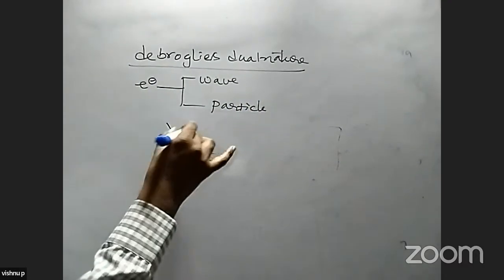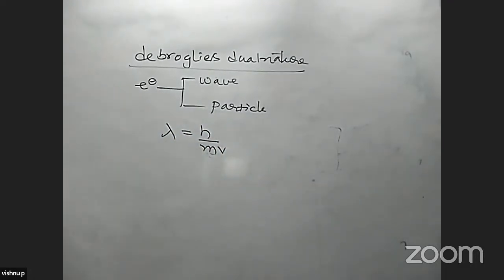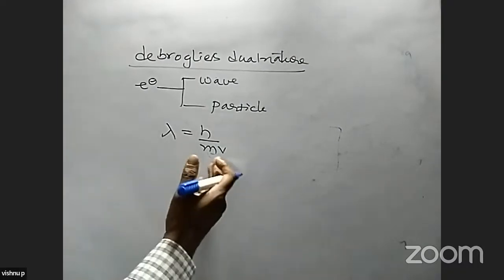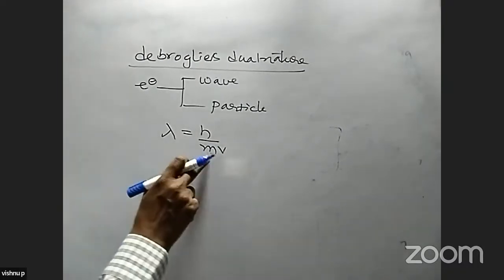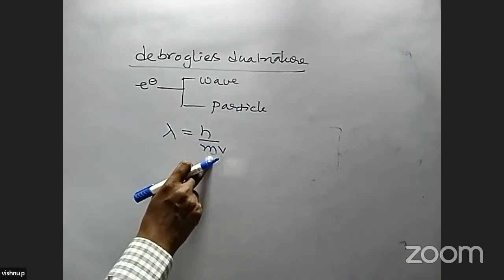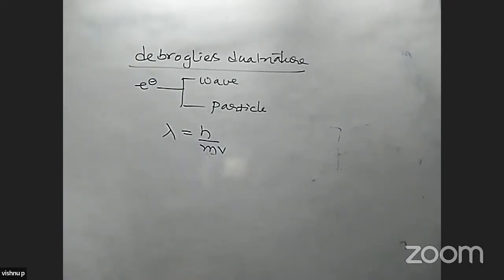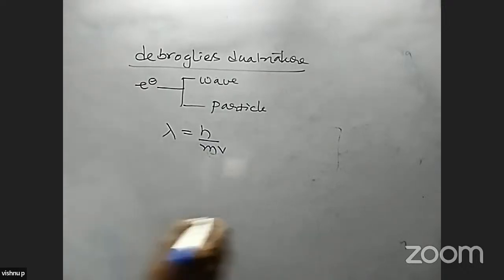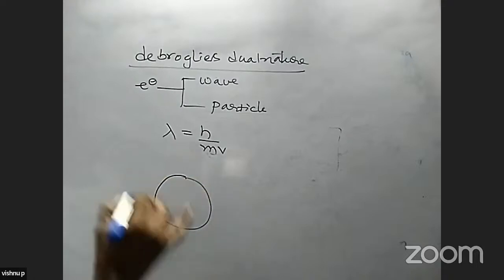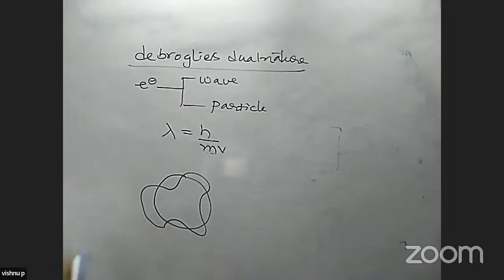That is indicated by lambda is equal to h by mv. Lambda is called wavelength and m is the mass of the electron. Here wavelength is inversely proportional to mass. It means when the mass of any particle increases, wavelength always decreases. So we can find the wave nature clearly in the case of electrons. And according to de Broglie's concept, the electron revolves around the nucleus with wave nature.